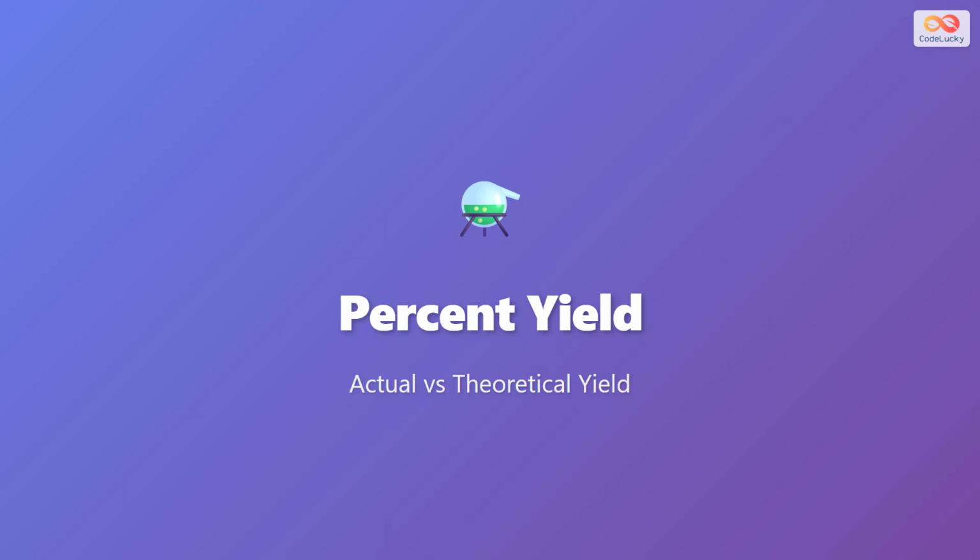Welcome to this lesson on percent yield. Today, you'll learn how to measure the efficiency of chemical reactions by comparing the actual amount of product you obtain to the theoretical maximum you could have obtained.